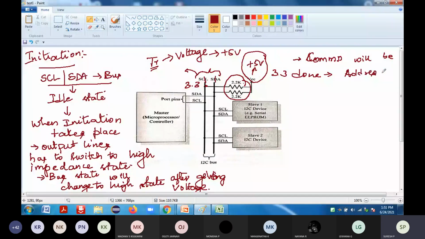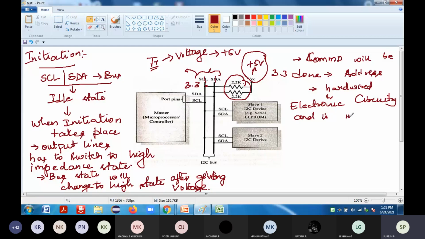Whatever the address is, it is hardware. That means it has electronic circuitry, and that circuitry is inbuilt. That is called hardwired. Hardwired means inbuilt circuitry. Hardware is represented through inbuilt circuitry. So that is the meaning of hardware.